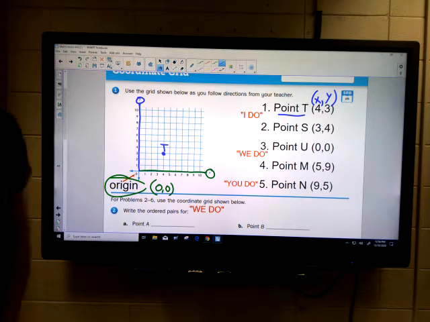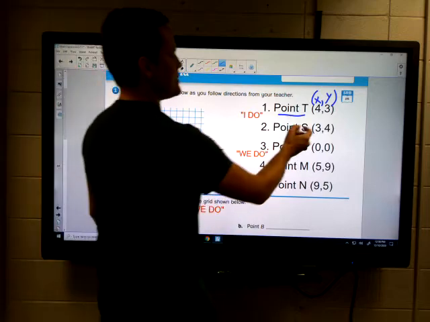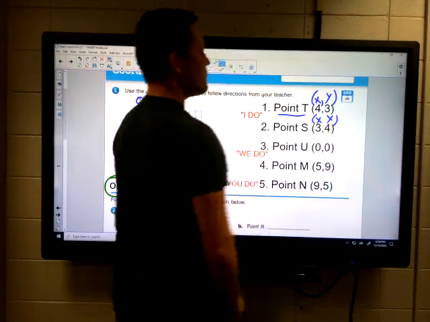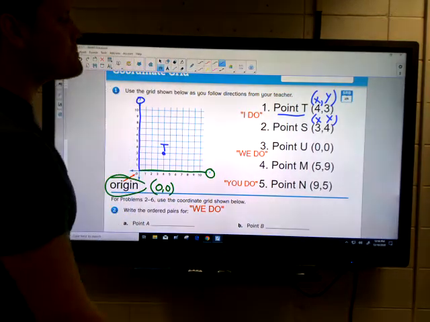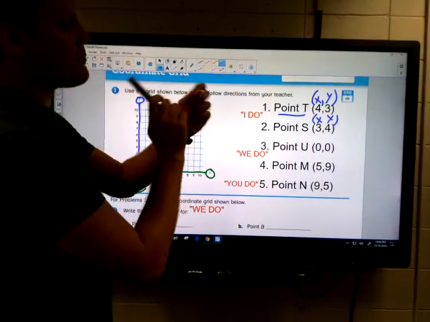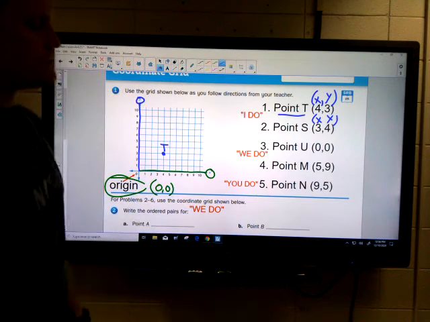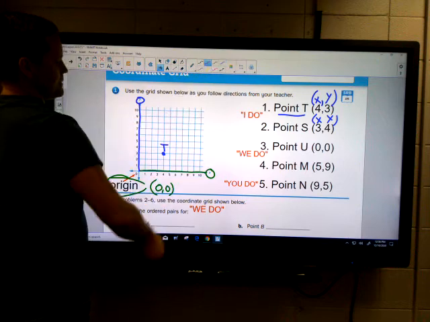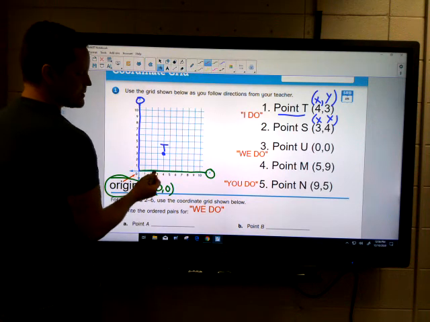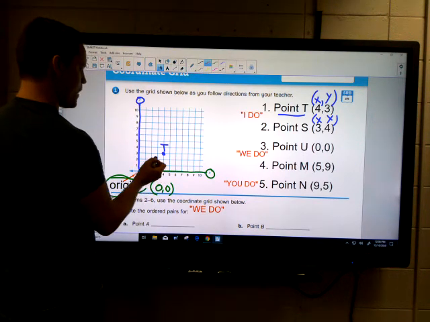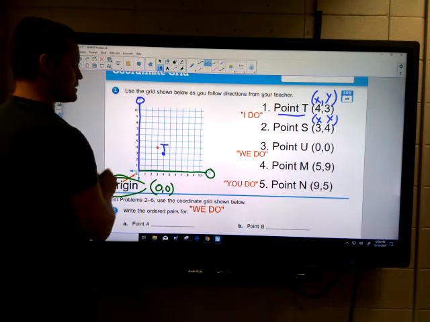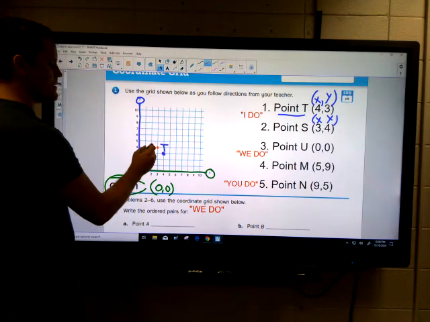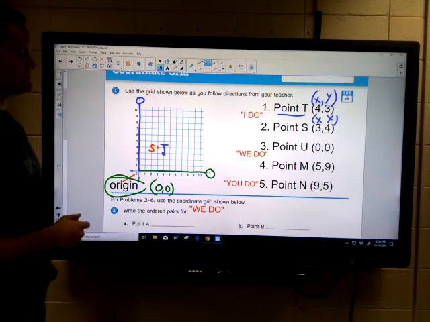Excellent. Let's move on to point S. The x value is 3. The y value is 4. The biggest mistake I see 5th graders make is reversing those. Here we go. X. I'm going to dribble to my 3 and shoot it to my 4. So it should be alphabetically close to your T. So it's going to be S. I'm going to label that point as S.